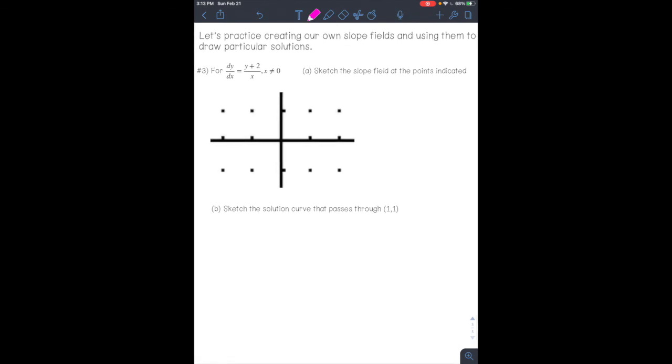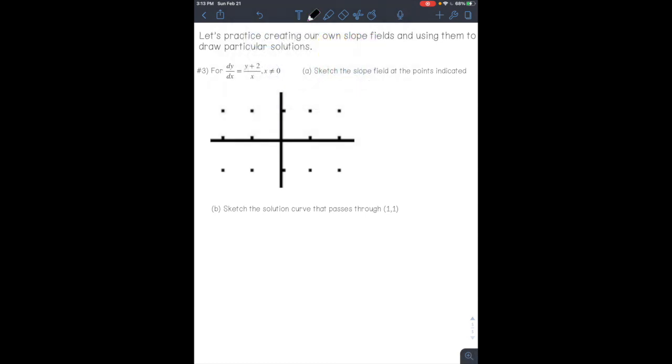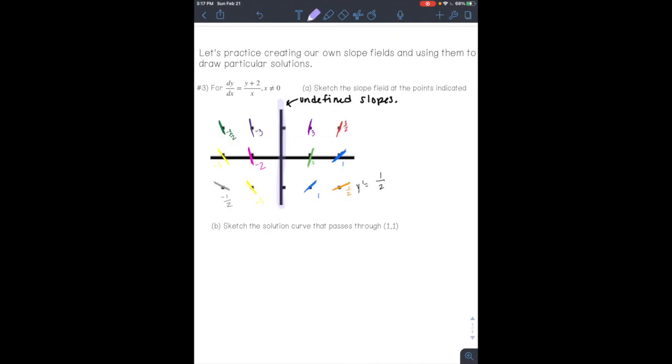Okay, so last one, we're going to do our own again, and so if you are ready to practice on your own, go ahead and pause the video, try this on your own, and then see if your solution matches mine. So I'm going to draw that slope field, and then we're going to graph the solution curve that passes through 1, 1. Okay. Negative 1/2. Okay.